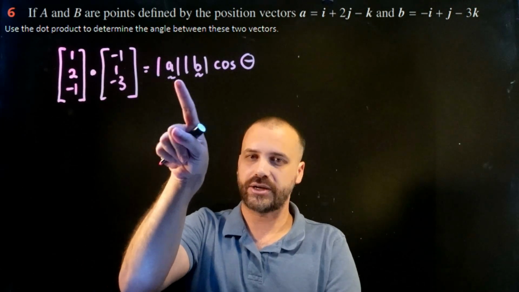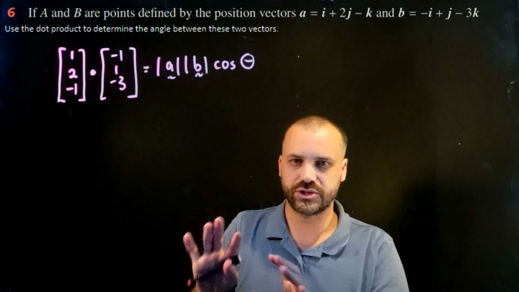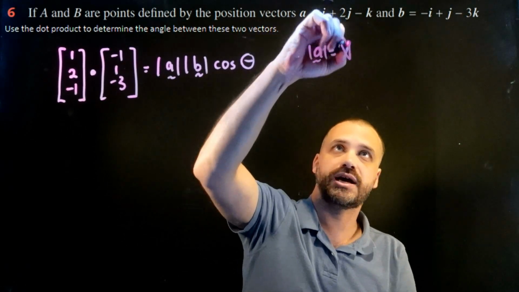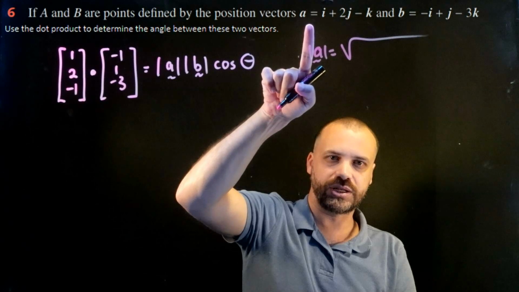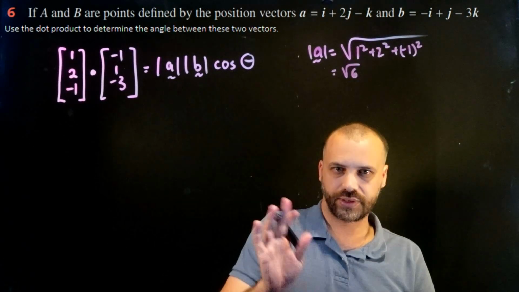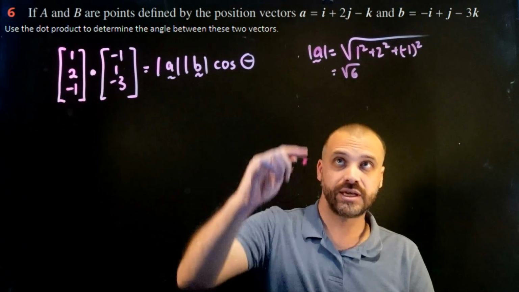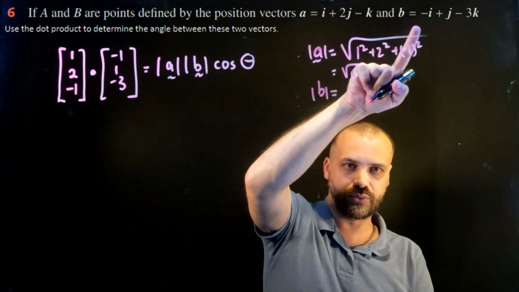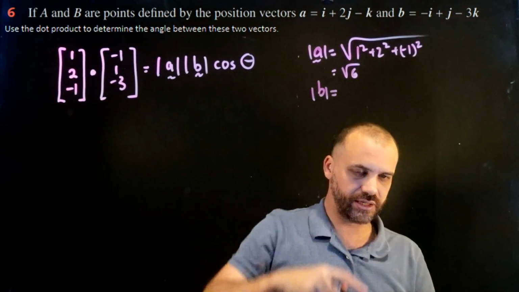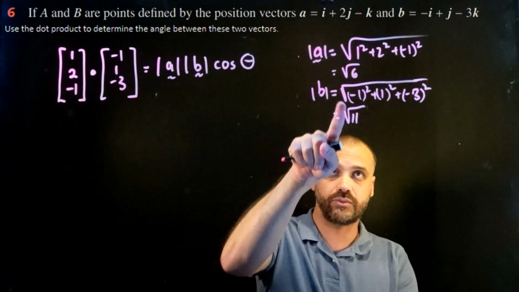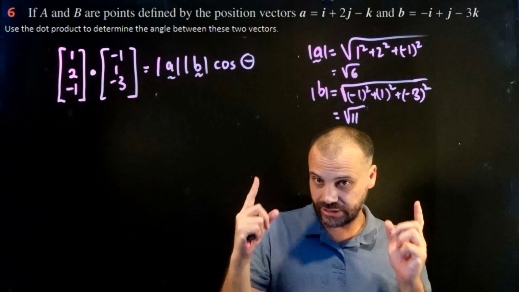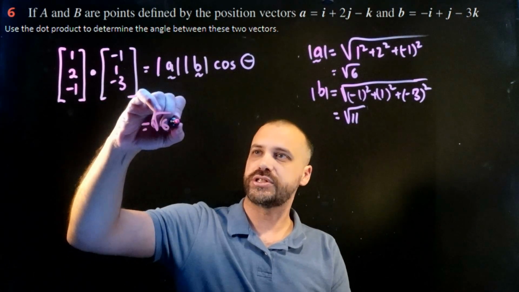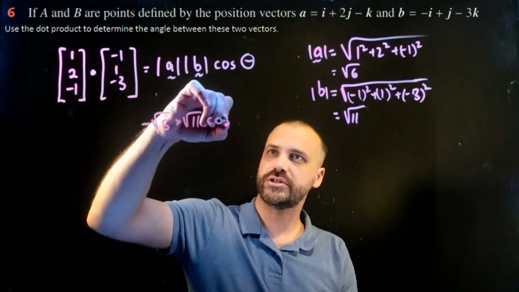I need to find the magnitude of A and the magnitude of B. So let's just do a little bit of working maybe over here. The magnitude of A, square root, and it's 1 squared, 2 squared, and negative 1 squared. That's going to give me a magnitude of root 6. And then let's find the magnitude of B, which is negative 1 squared, 1 squared, and negative 3 squared. All right, that gives me 1, 1, and 9, which is root 11. Now I can put those into here. So I get root 6 times root 11 cos theta.